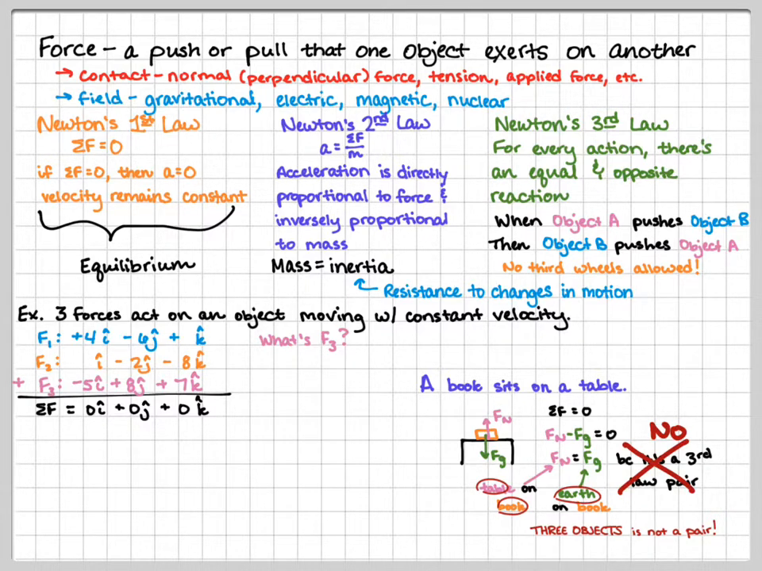Whoa, whoa, whoa. There's three objects involved there: the table, the book, and the earth. This is not a third law pair. Don't be fooled, okay? The normal force and the weight are equal because the book is at rest, not because it is a third law pair.